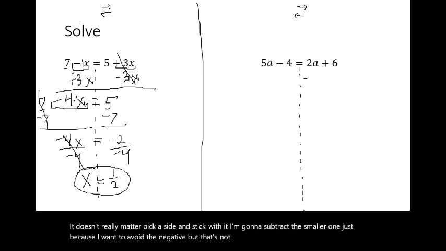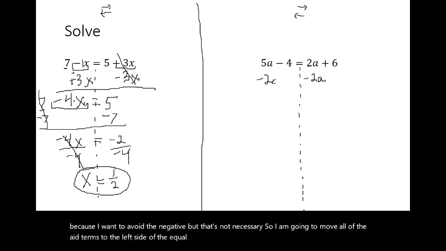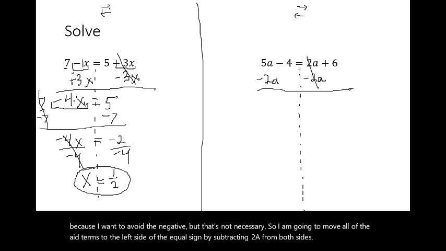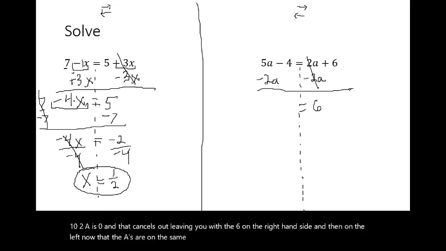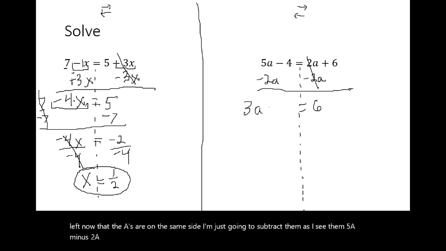So I am going to move all of the a terms to the left side of the equal sign by subtracting 2a from both sides. 2a minus 2a is 0, and that cancels out, leaving you with the 6 on the right-hand side. And then on the left, now that the a's are on the same side, I'm just going to subtract them as I see them. 5a minus 2a is 3a. And then I'm going to leave the minus 4.